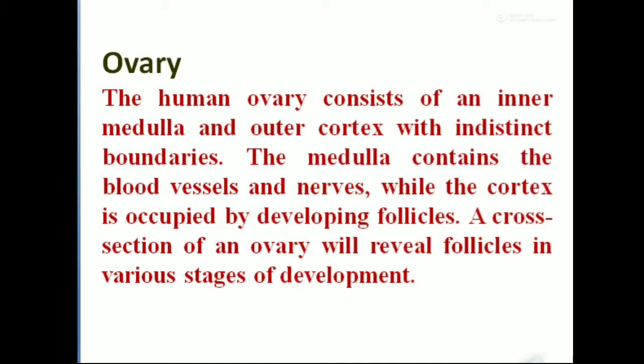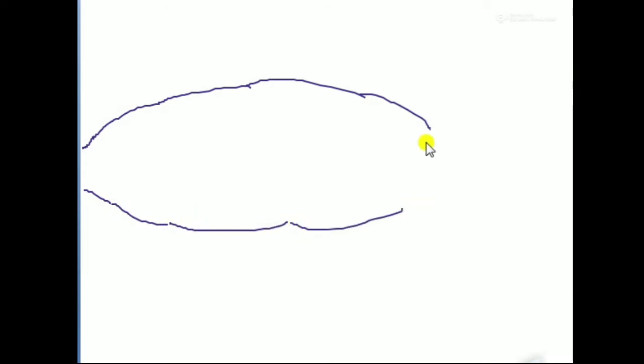If I draw a transverse section of the ovary, you can see the structure. I need some time to draw it. Okay. If you see the structure of the ovary, the outermost layer is known as tunica albuginea. Tunica albuginea is the outermost layer of the ovary.